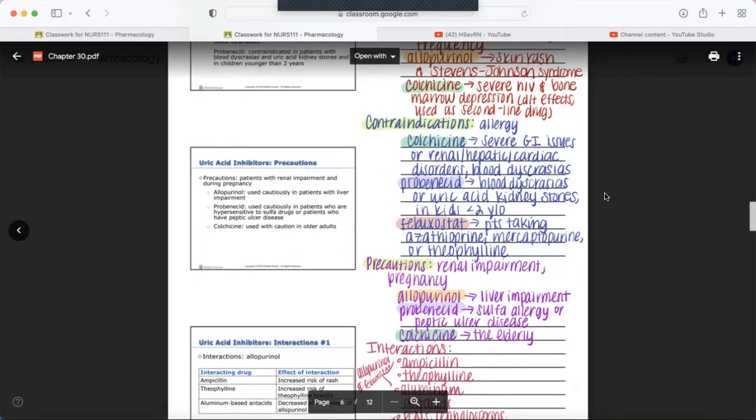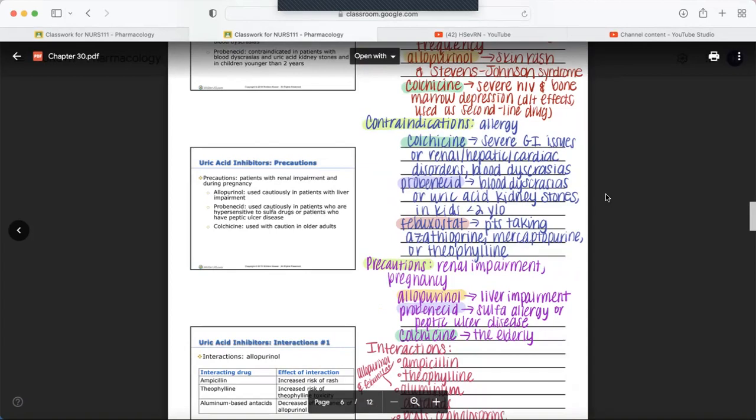Contraindications: if you're allergic to the medication, you shouldn't have it. That should go without saying at this point, right? With colchicine, we don't want to give to anybody who has severe GI issues or a renal, hepatic, or cardiac disorder. Additionally, because it causes bone marrow suppression, if your client has a blood dyscrasia or a difficulty bleeding, we don't want to give them the medication.